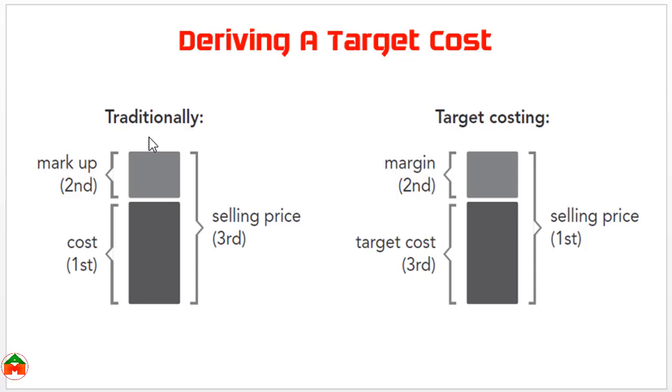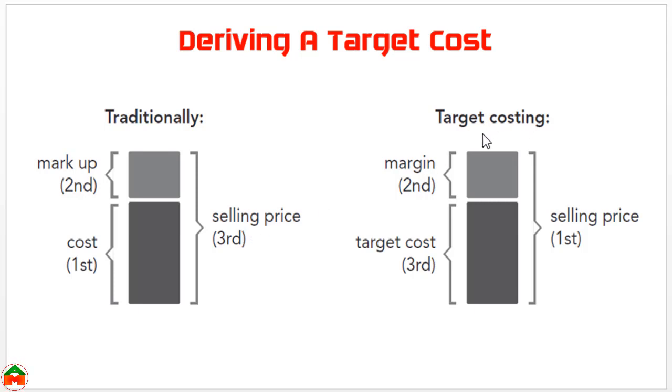We can see that traditionally we determine the cost of production, then in the second stage we add the profit to the cost to get the selling price. This is the traditional approach. I am repeating, we calculate all the cost, then we add the profit or margin or markup to the cost to determine the selling price.